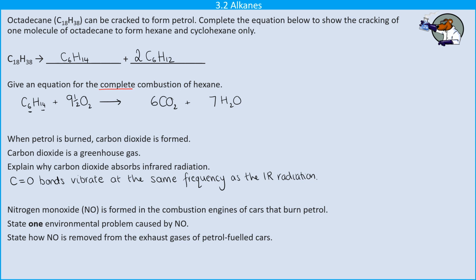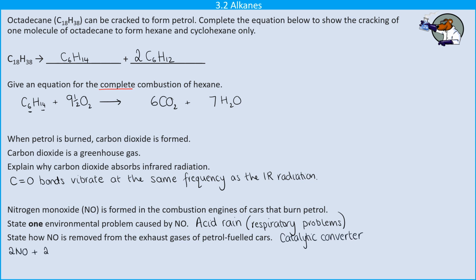Finally, we're going to think about another pollutant that is produced in a car's combustion engine. So nitrogen monoxide is formed. State one environmental problem that it causes and also how it is removed. So the major environmental problem that it causes is acid rain. You might also have thought about respiratory problems, and sometimes this is creditworthy, but I would argue in a question where they ask you about environmental problems, you probably shouldn't be talking about it. And then how is it removed? Well, that's by using a catalytic converter.